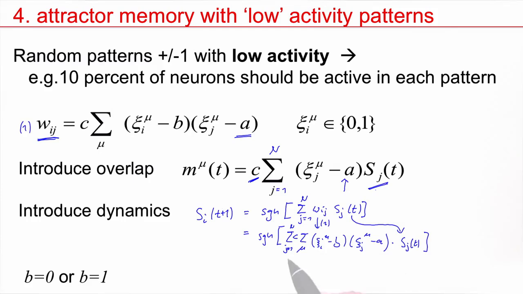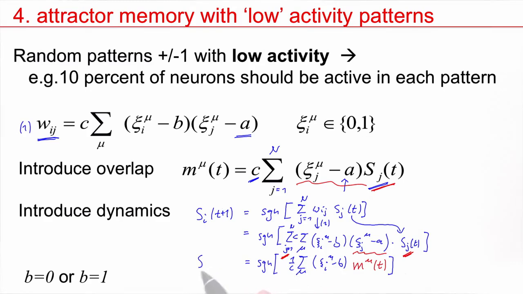Now we see something interesting. I have the sum over all neurons j, S_j, xi_j^mu minus A. This is exactly this term, so this gives just m^mu of t. This is the overlap with pattern mu. I still have to sum over all mu. I have here a factor xi_i^mu minus B. m has this constant C, so I would have to have a 1 over C here in front. But since I'm looking at a sign function, the constant doesn't really play a role.